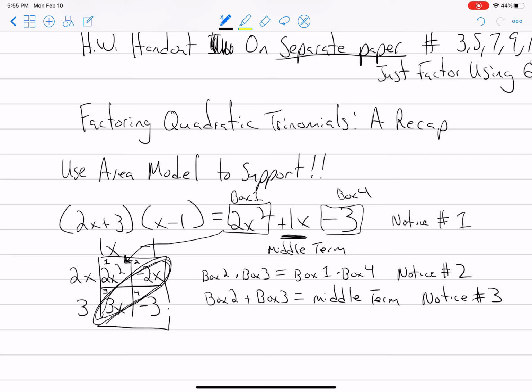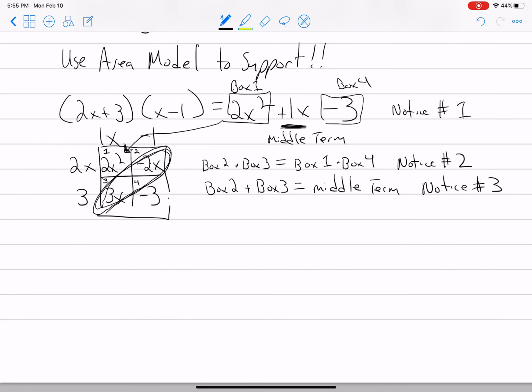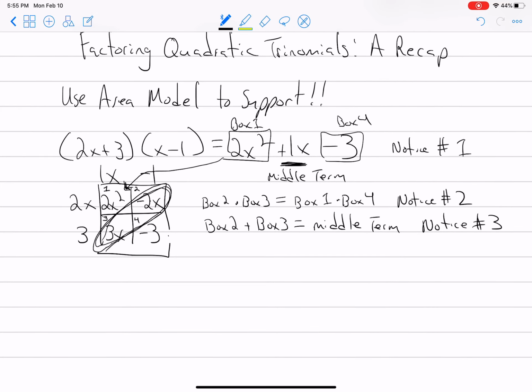These are 3 very important things that will always happen when we're dealing with quadratic trinomials. 3 terms, quadratics that are 3 terms, okay? So now let's use this information to actually factor something. I'm going to stop this video right here so I don't go over time, and you'll see the second part coming up.